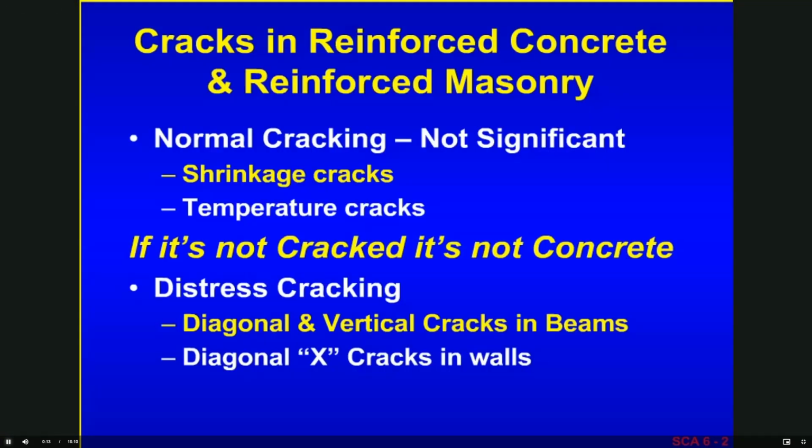Identification. Start with concrete. It gives us an ability to recognize some of its hazards because it cracks. Normally, concrete cracks with very little significance due to shrinkage and temperature effects, and as one of my former employers used to say, if it's not cracked, it's not concrete. But the kind of cracking that we look at in urban search and rescue is the distress cracking: the diagonal cracking in beams, the vertical cracking, and the X cracking in walls that we discussed in the first section.